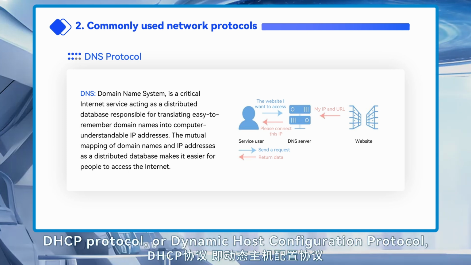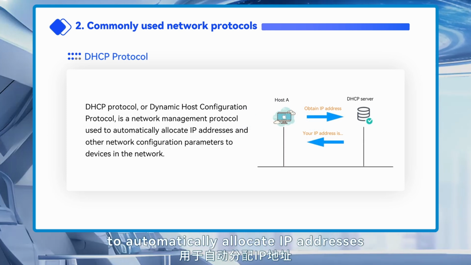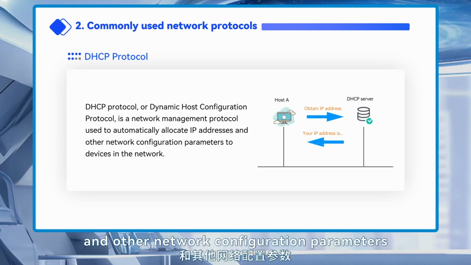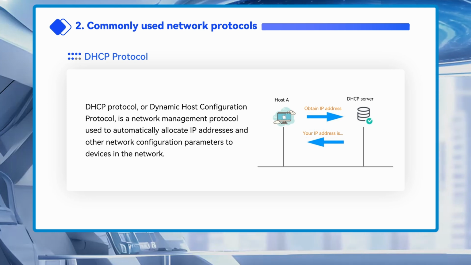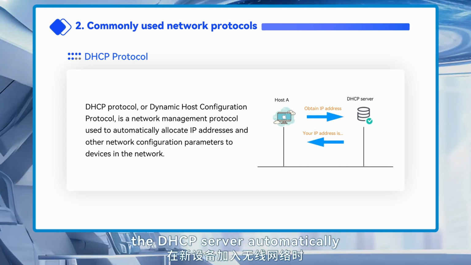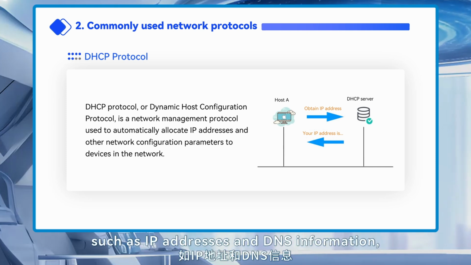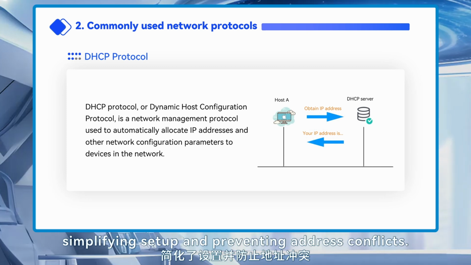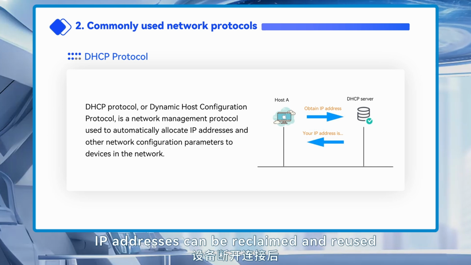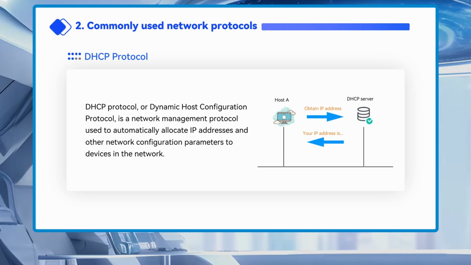DHCP protocol, or Dynamic Host Configuration Protocol, is a network management protocol used to automatically allocate IP addresses and other network configuration parameters to devices in the network. For example, when a new device joins a wireless network, the DHCP server automatically assigns network configurations such as IP addresses and DNS information, simplifying setup and preventing address conflicts. IP addresses can be reclaimed and reused when devices disconnect, improving resource efficiency.